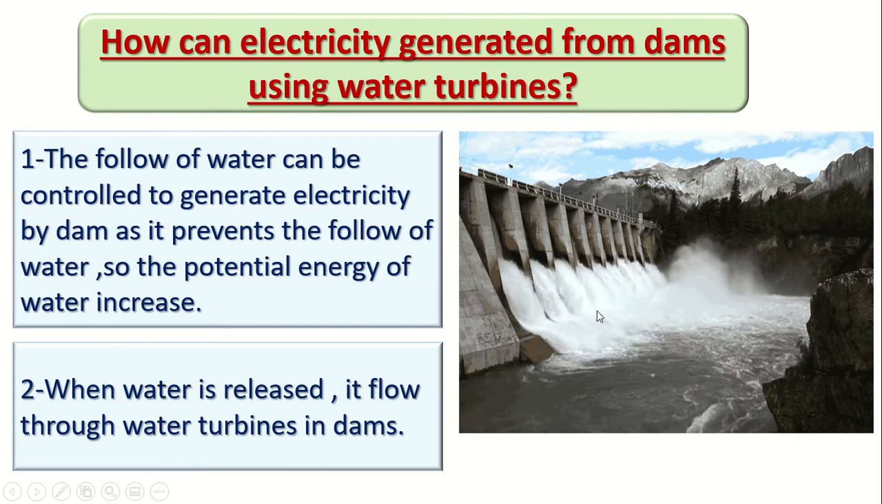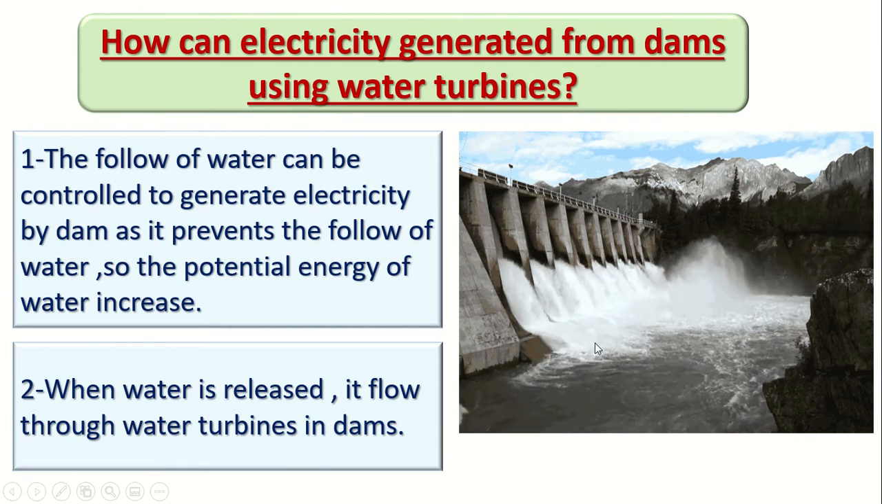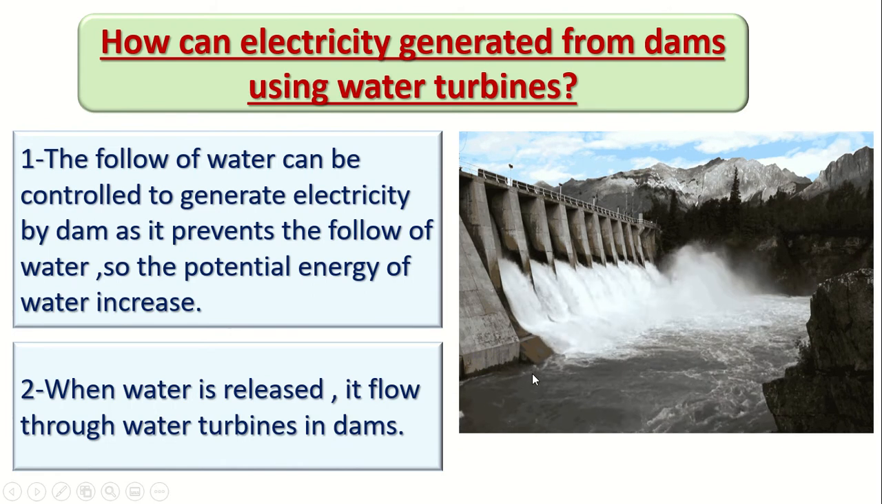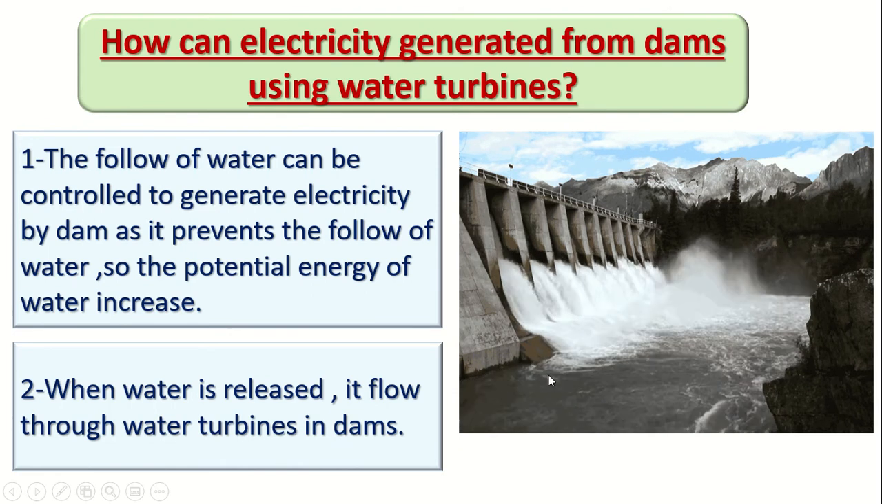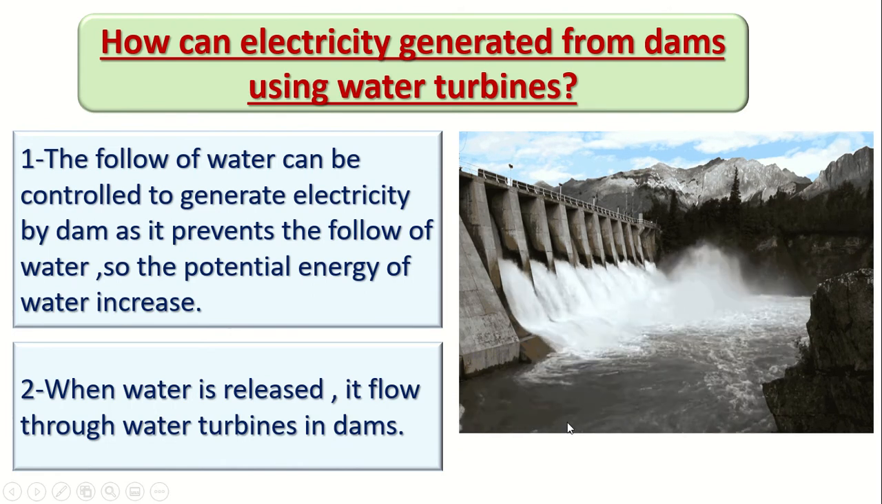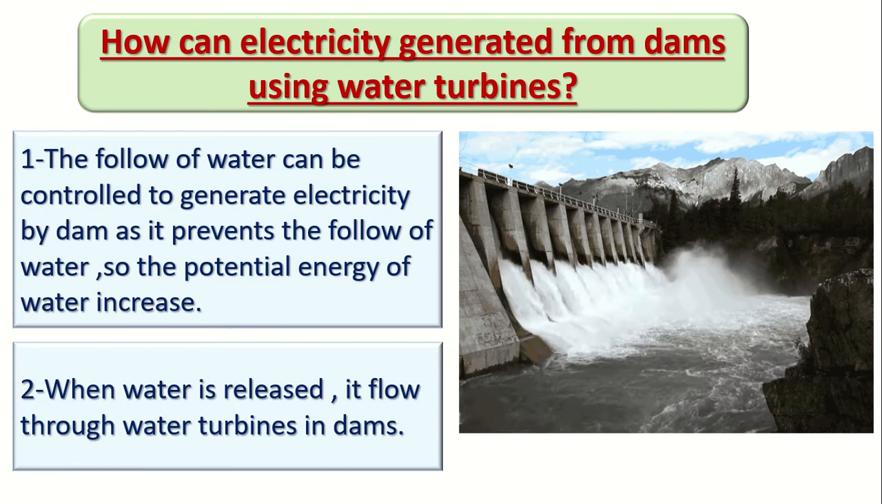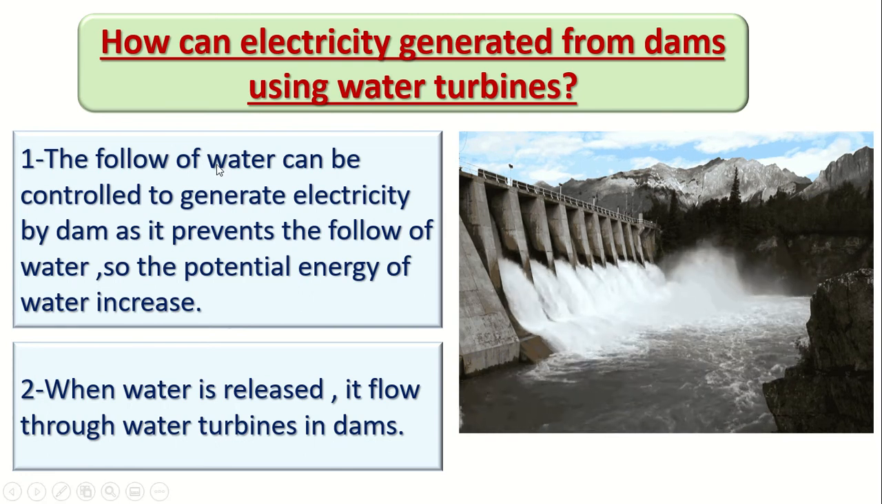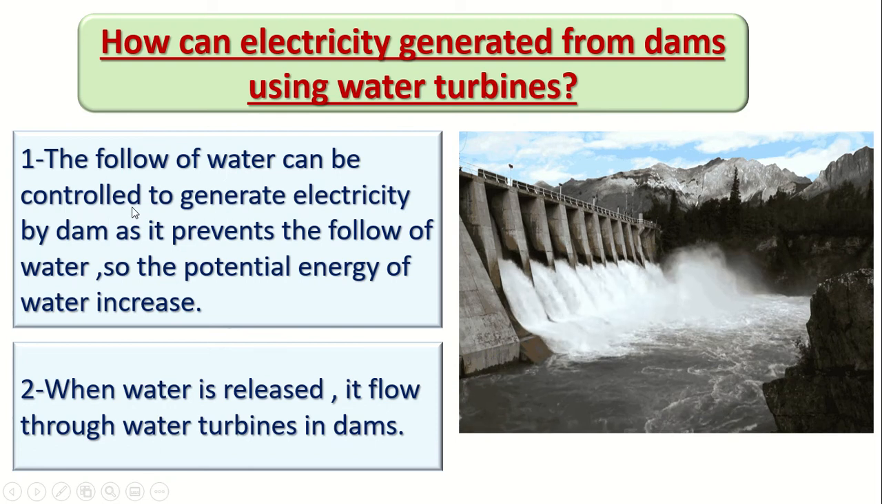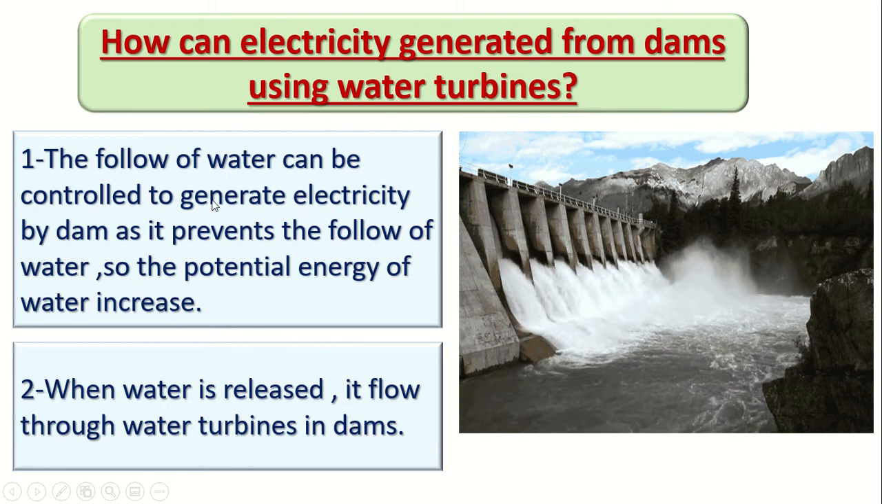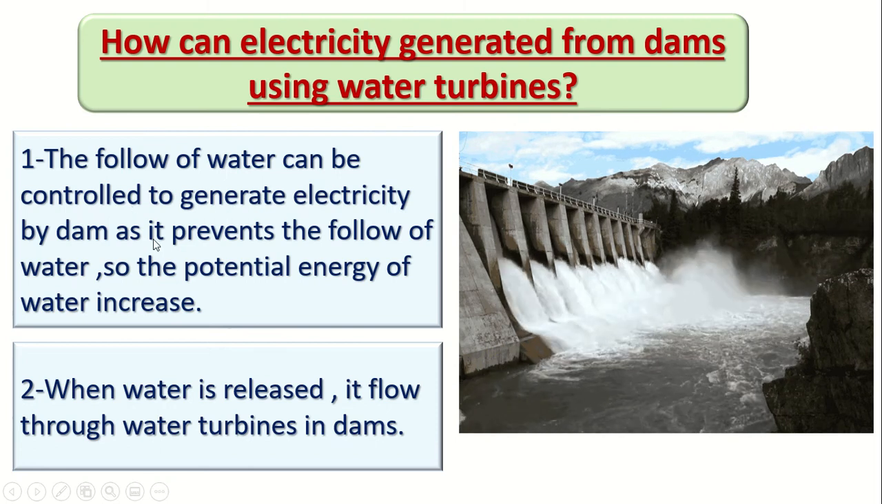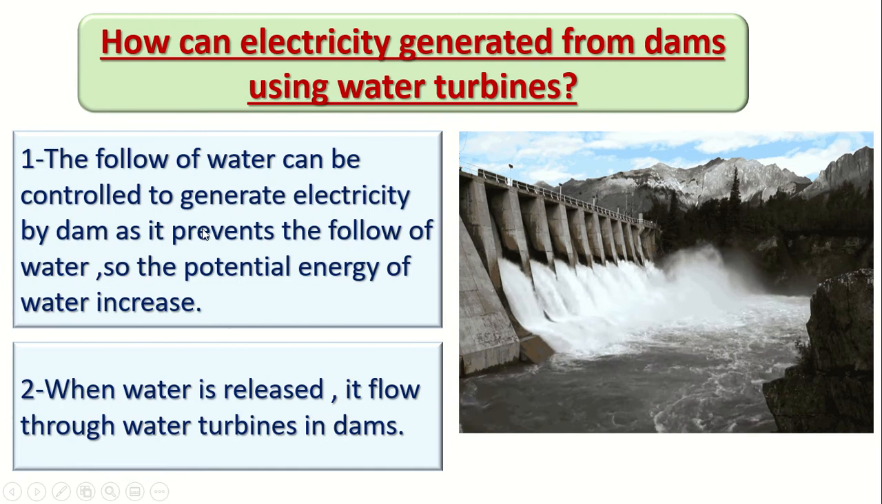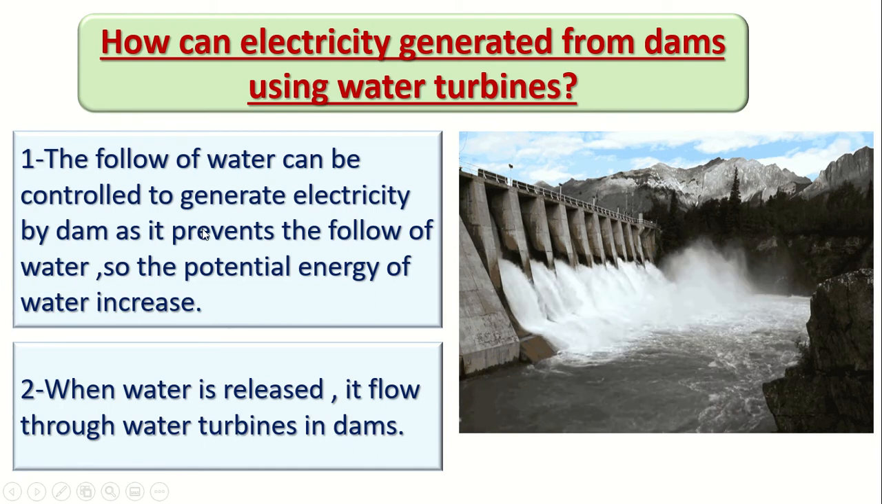Okay, after that, there is a water turbine under the dam. This water turbine will rotate, so it will generate electricity. So let's start from the beginning. The flow of water can be controlled, and when we control it, we can generate electricity by the dams, because the dams prevent the flowing of water.